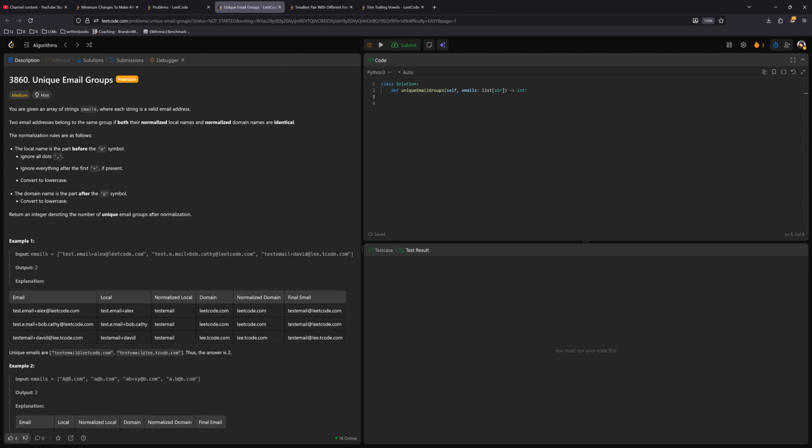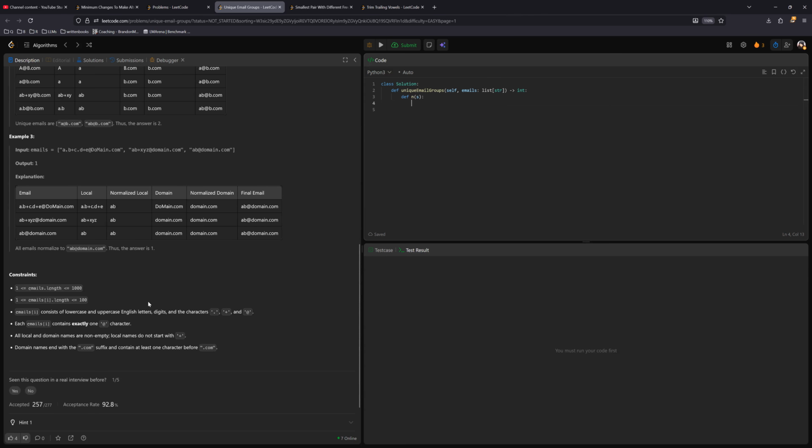Okay, so we're going to have some sort of a normalization function, right? It's going to take a string. And then the local... Okay, so everything has exactly one @ right? Exactly one @. So local, domain equals s.split at, tuple. There we go.